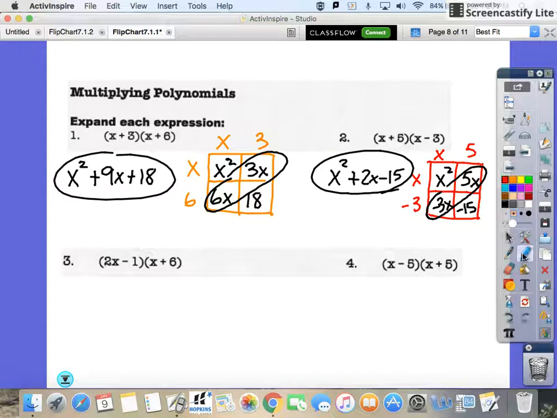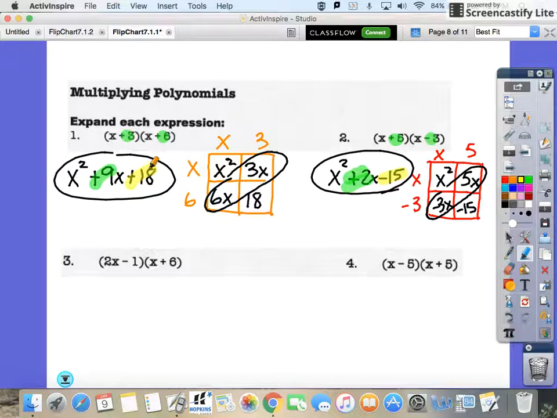Here's the shortcut. What you might notice is positive 5 and negative 3 add up to 2. And they will multiply to negative 15. So 5 plus negative 3 is 2. 5 times negative 3 is negative 15. Over here, same thing. 3 and 6 add to 9. 3 times 6 multiplies to 18.